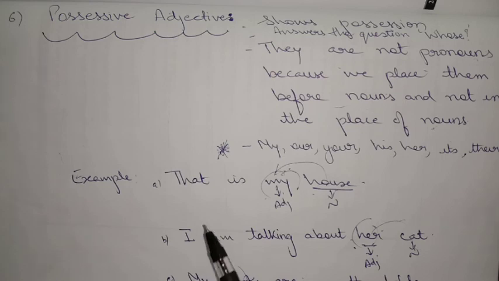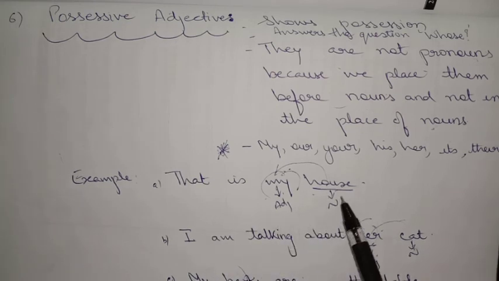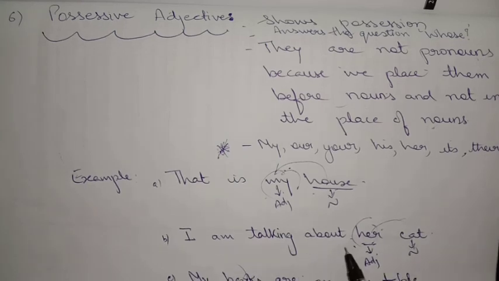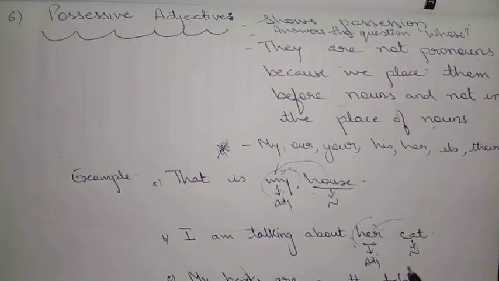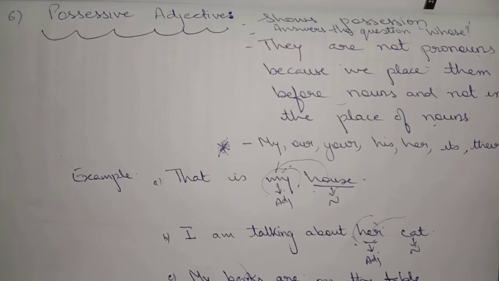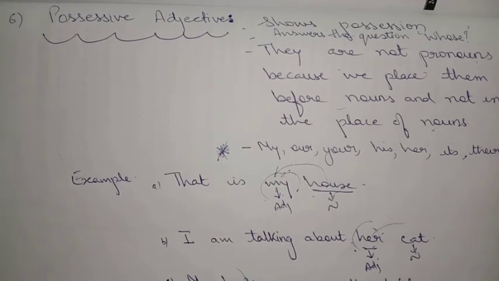Just see the example. That is my house. You are placing it with this noun, my house. Okay? I am talking about her cat. Whose cat? Her cat. So these are all your possessive adjectives. They show possession. They show ownership.